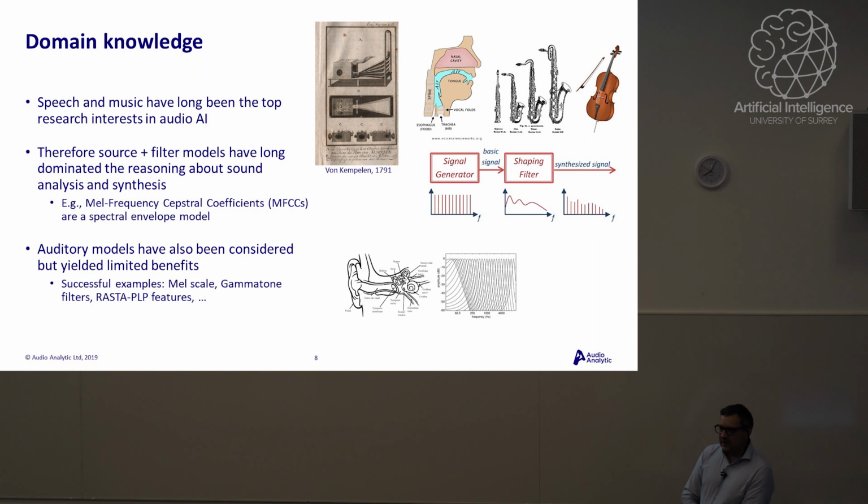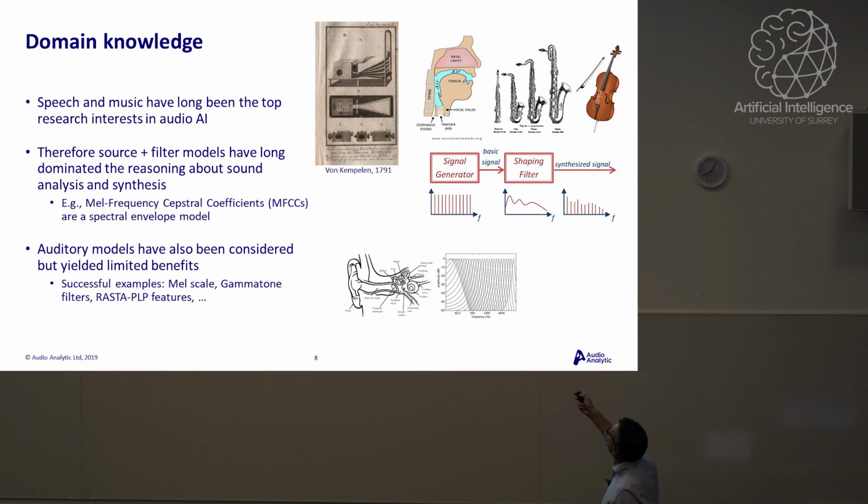Now, the interest for speech and music has really dominated the AI for audio for a long time. Behind that, source plus filter models have long dominated the reasoning about sound analysis and synthesis because people were mostly interested in speech and music. When I speak about the source plus filter model, the vocal tract itself has an excitation. Vocal cords are producing a kind of unspecific vibration, and that vibration is being shaped by the vocal tract, which is a resonator. Because we can change the shape of the vocal tract, we can modulate these waves to produce phonemes and so on. And we have other mechanisms to produce vowels and consonants.